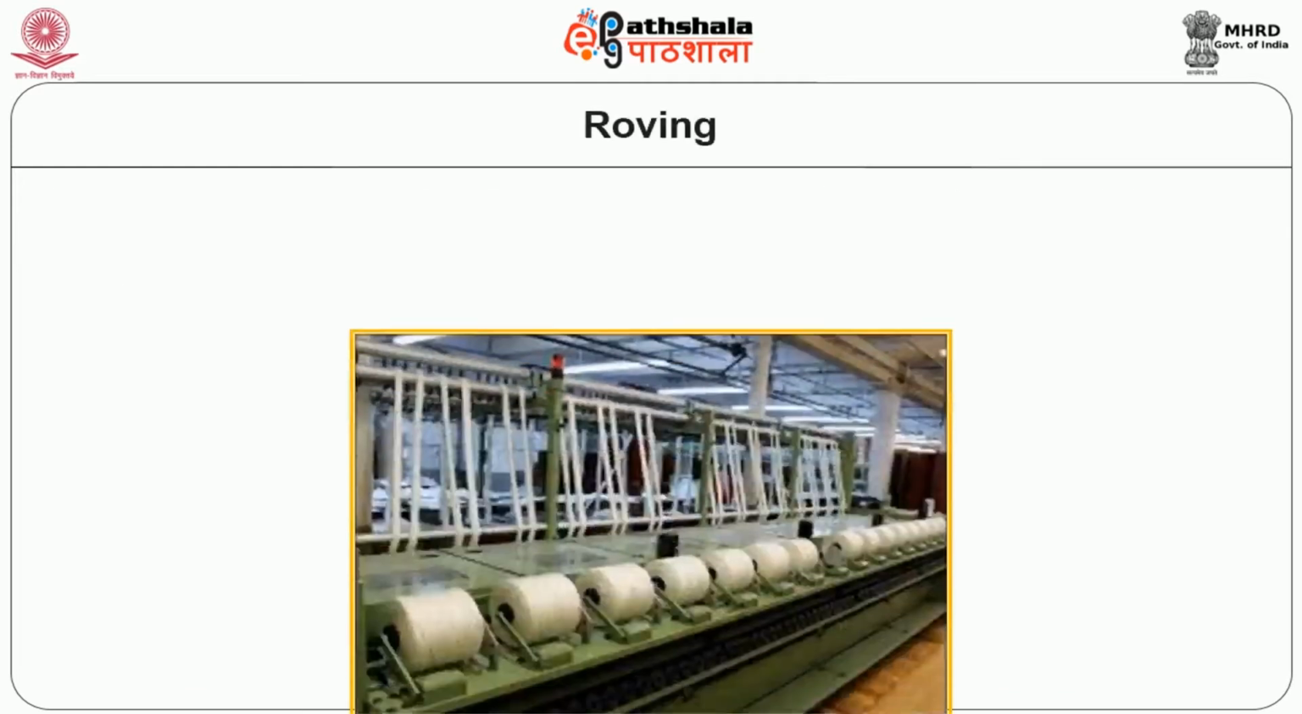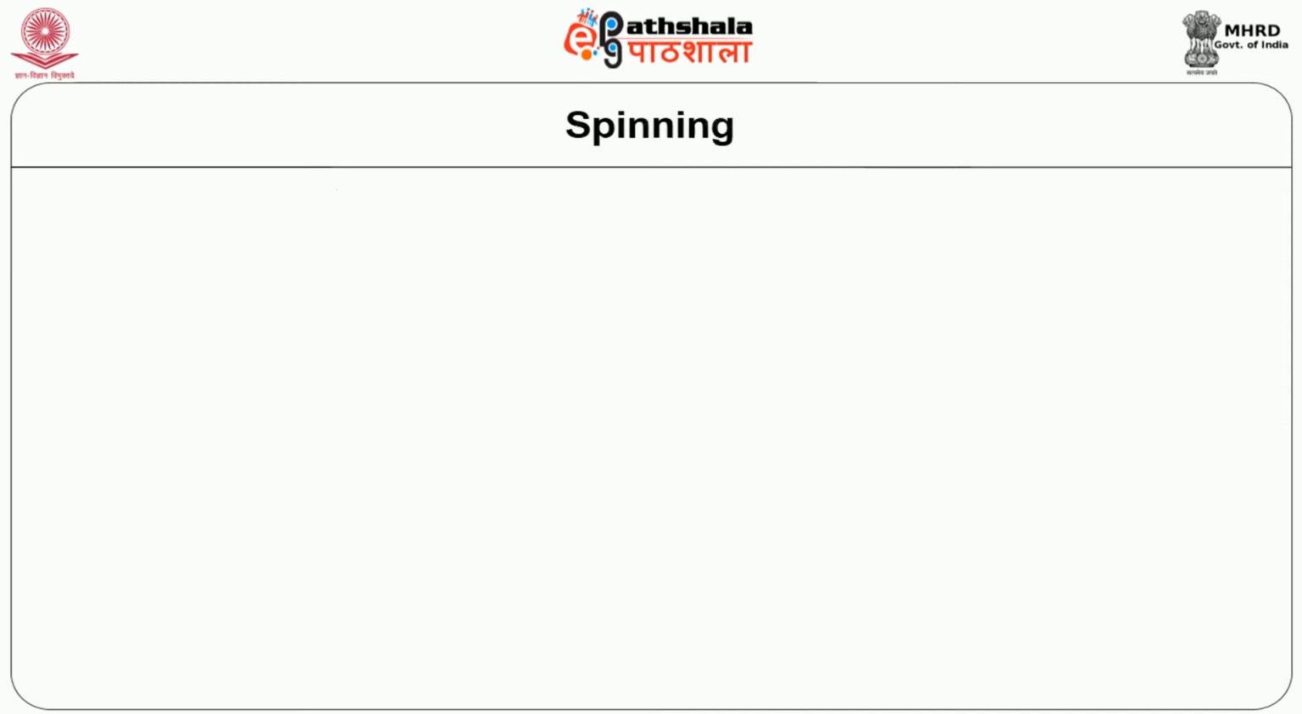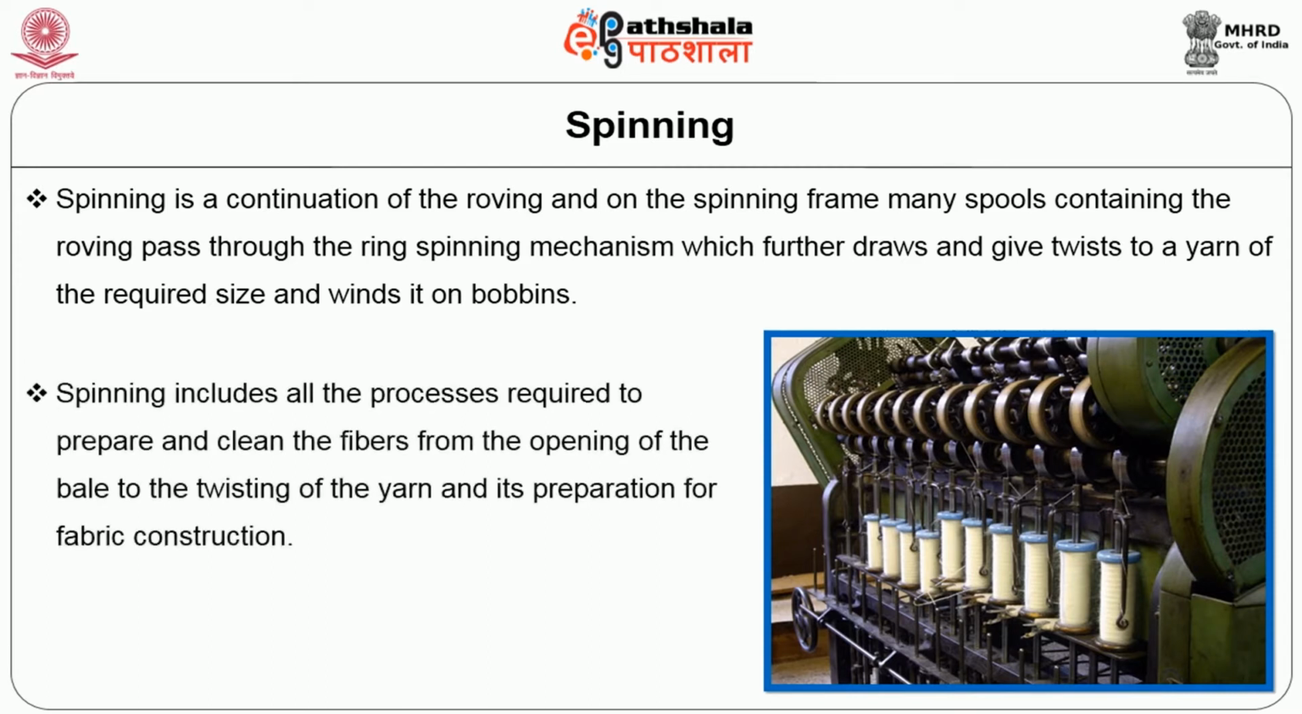Next is roving. The combined or condensed combed sliver is taken to a series of machines called roving frames. Last process is spinning. Spinning is a continuation of the roving, and onto the spinning frame many spools containing the roving pass through the ring spinning mechanism, which further draws and gives twist to a yarn of the required size and winds it on bobbins. Spinning includes all the processes required to prepare and clean the fibers from the opening of the bale to the twisting of the yarn and its preparation for fabric construction. This process is called the conventional ring spinning method.